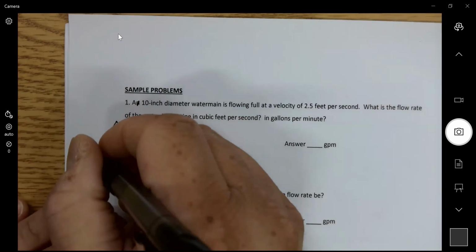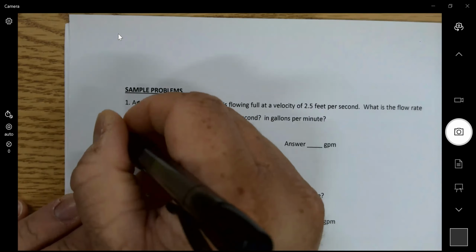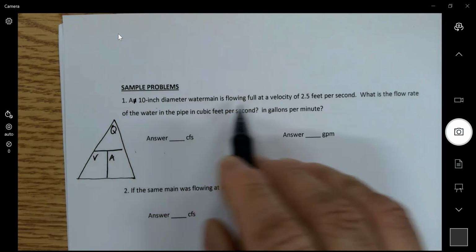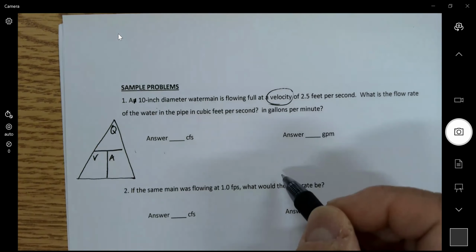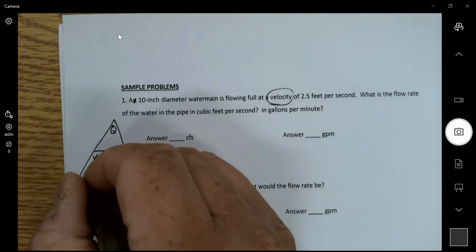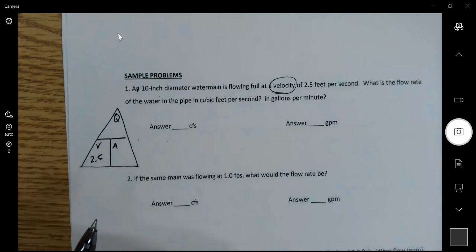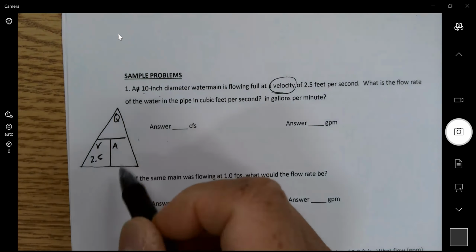With QVA, we have V, A, and Q in our triangle, and you've got to have two of the three things. A 10-inch water main has a velocity of... so first off, velocity indicates it's a QVA question, and I know the velocity, so I'm going to go ahead and put that in my equation, 2.5. The other thing I do know, though, is my area. I just have to solve for it, don't I?